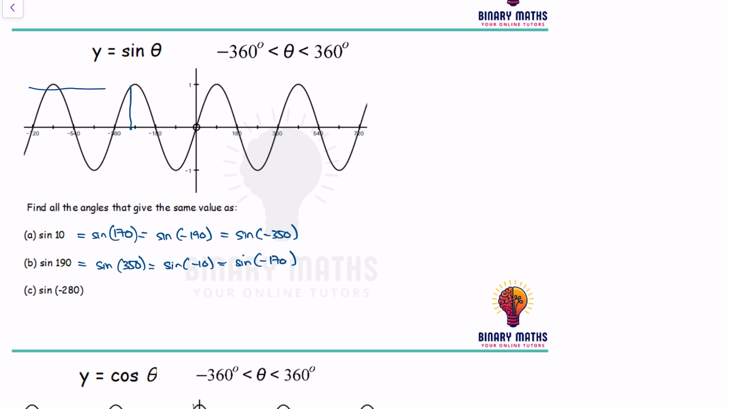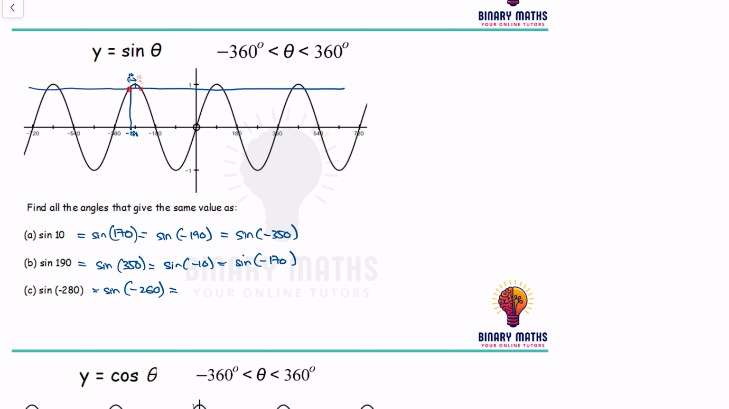Okay, so we're looking at all these values. This is minus 280. Remember, if we look at the peak there, it's 10 away from the peak. First I want to work out that one. It's 10 away from 270, that is, 10 to the right of negative 270. So that must be the same thing as sine of minus 270 plus 10, which is minus 260.